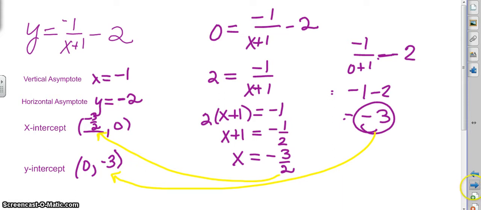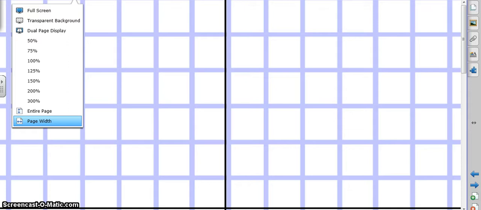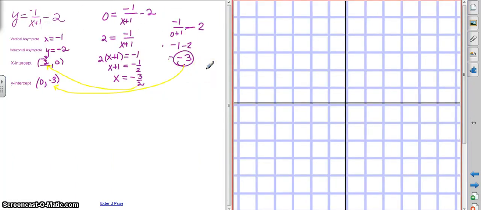So let's look at the graph. So what I have now is a vertical asymptote that's happening at x equals negative 1. So here's my vertical asymptote. And I also have a horizontal asymptote at y equals negative 2. And now I've got an x-intercept at negative 3/2, 0. And I also have a y-intercept at 0, negative 3.